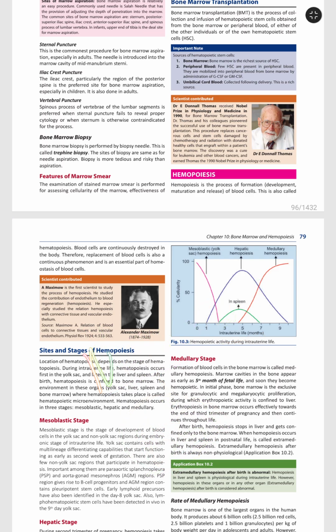Now hemopoiesis. Hemopoiesis is basically the process of formation of blood cells. It can be leukocytes, platelets, or RBCs.